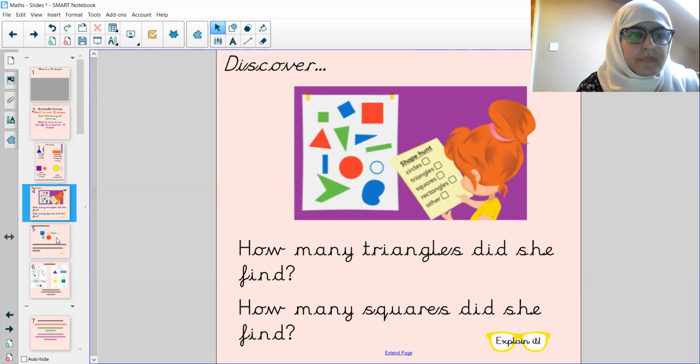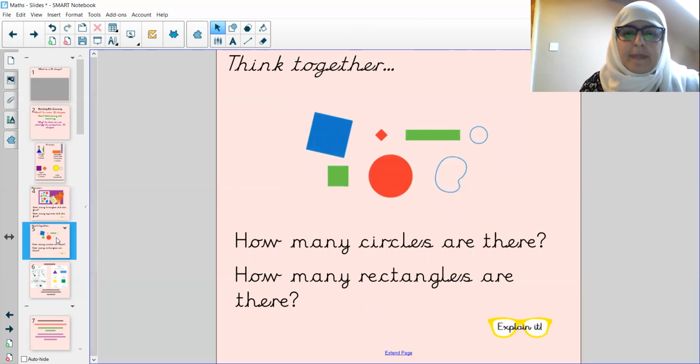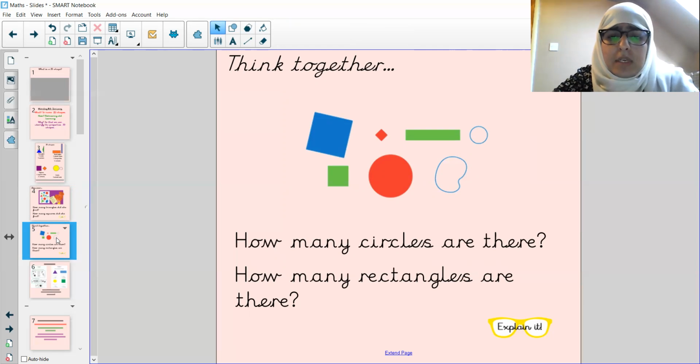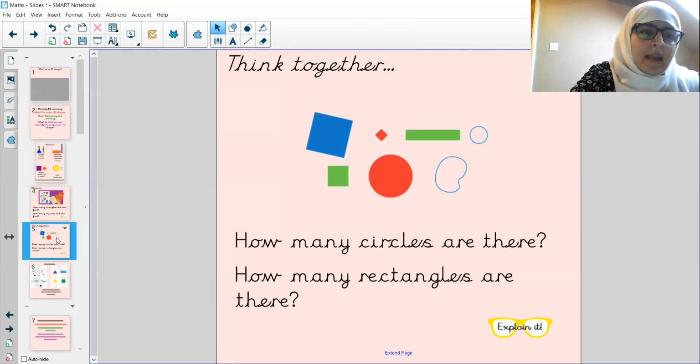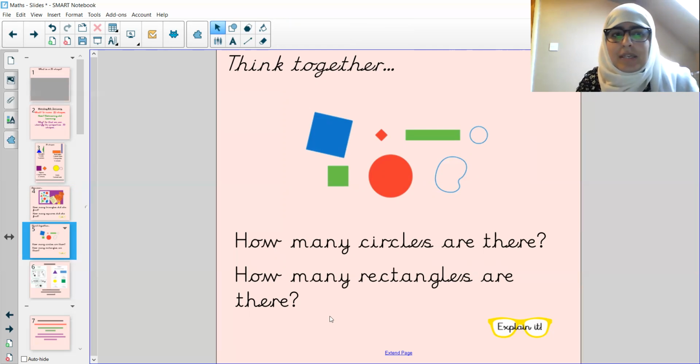Okay, so let's go on to the next slide. It says think together. You might want to think with the person next to you if you're in school, or with your mummies and daddies if you're at home, even your dog, no harm. Looking at this, how many circles are there and how many rectangles are there? Have a little chat with someone next to you and please explain why you think that, using our explain it glasses. Why do you think there are this many circles? Why do you think there are this many rectangles? Have a little think.